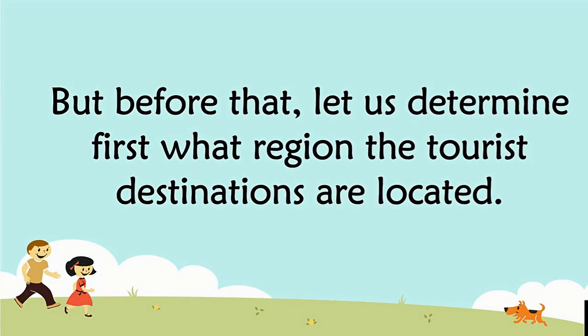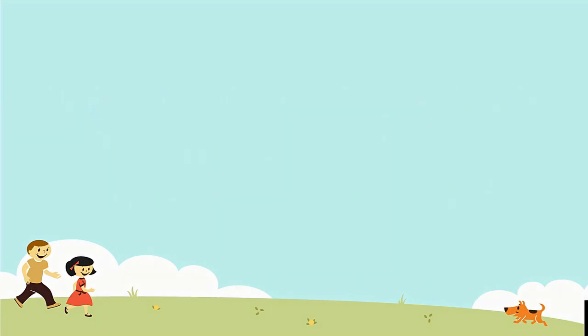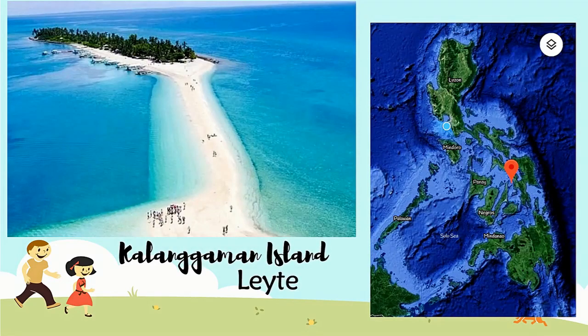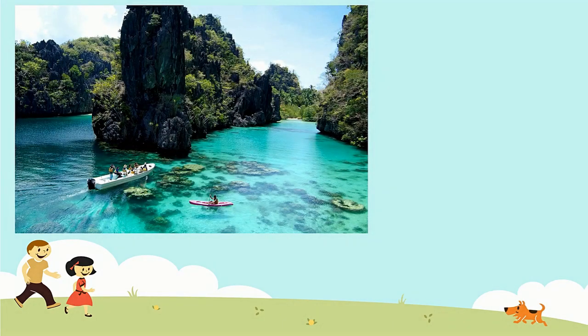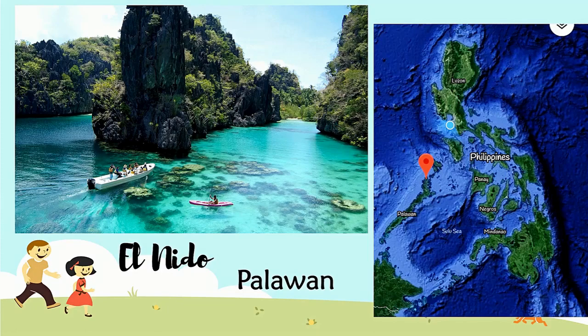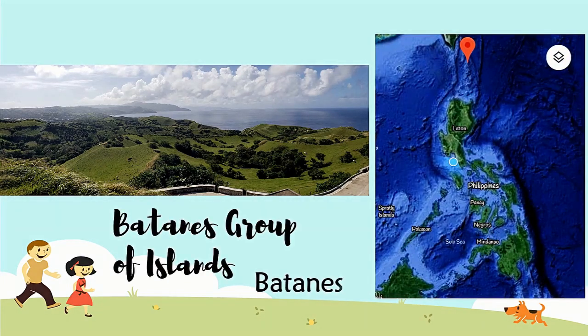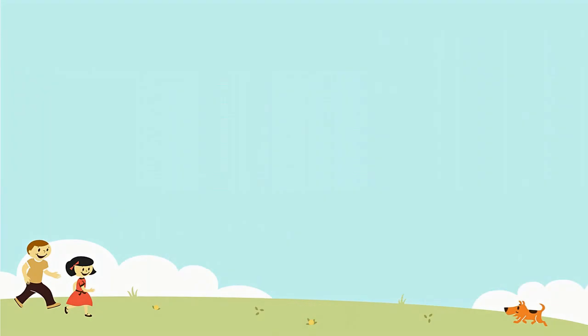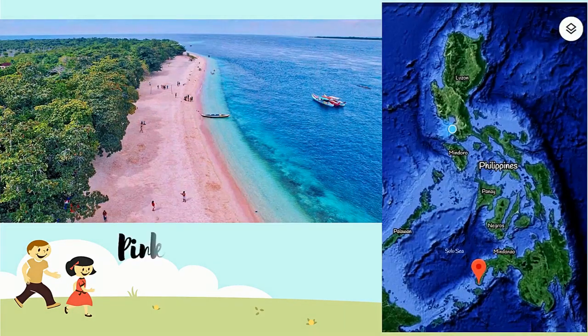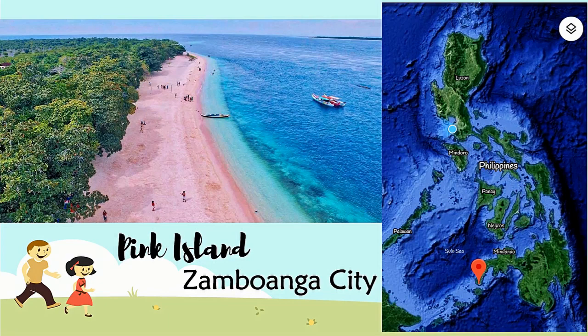But before that, let us first determine which region the tourist destinations are located in. Kalangaman Island, Leyte. Yes, it is in Region 8. El Nido, Palawan. It is in Region 4B. Batanes Group of Islands, Batanes. It is in Region 2, and Pink Island, Zamboanga City? Correct! It is in Region 9.